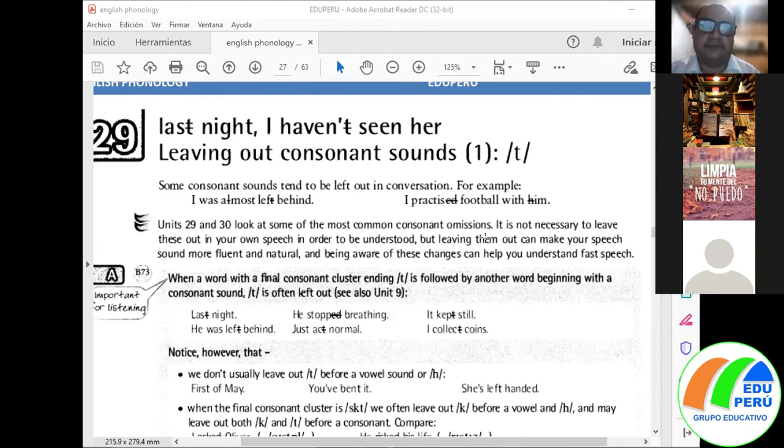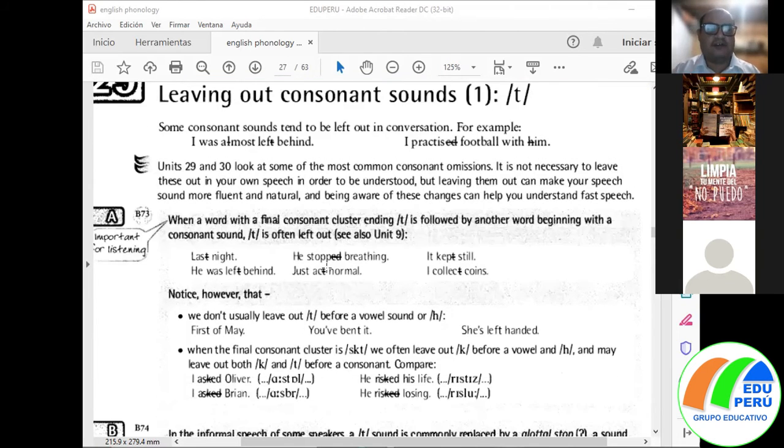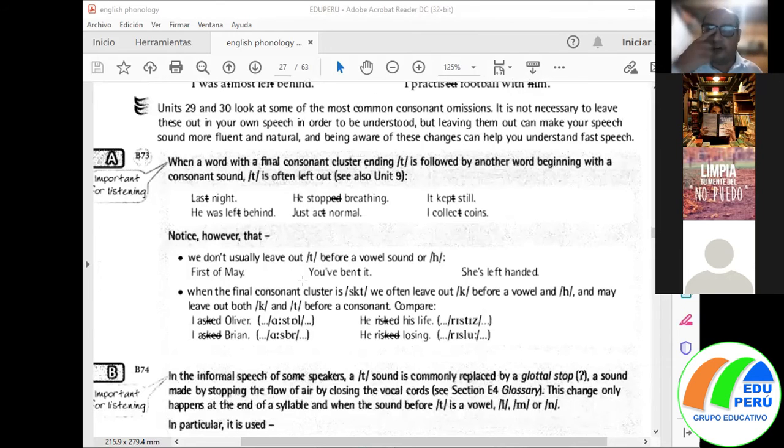I practiced football with him. Notice that we're going to omit some consonant sounds. I was almost, you didn't say almost with the t. I was almost left behind, no t sound, left behind. I practiced football with him. Notice that you are going to omit sounds. So here we're going to analyze some rules for when we omit the sound t. Remember, we're talking about the consonant t.